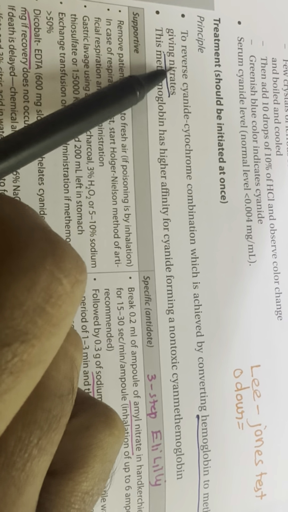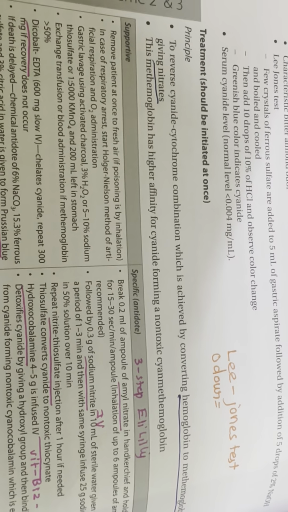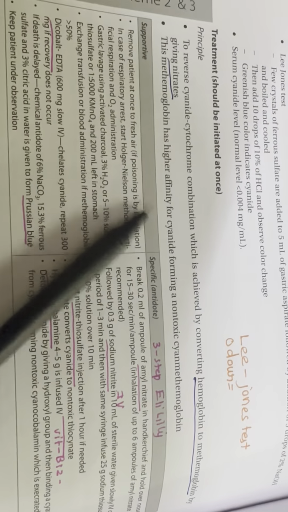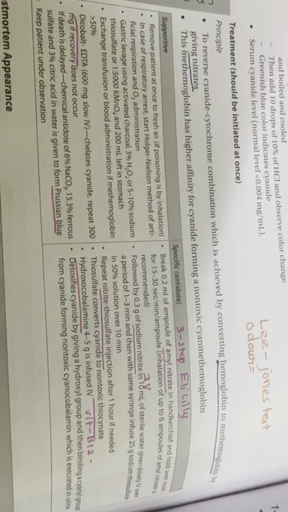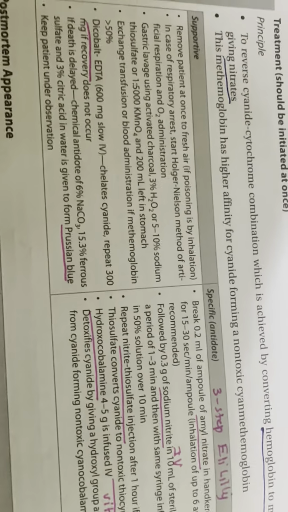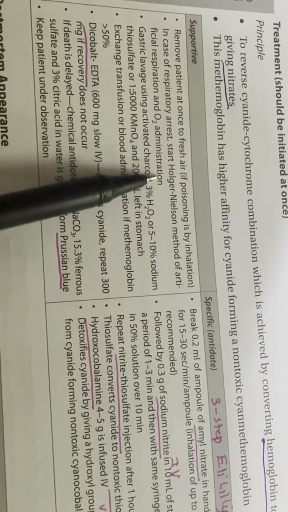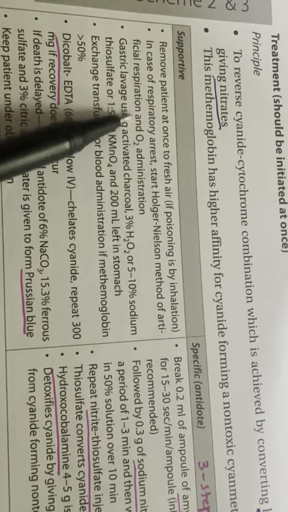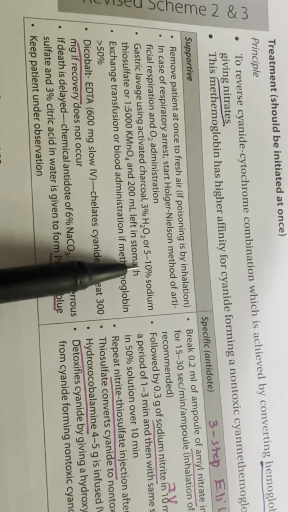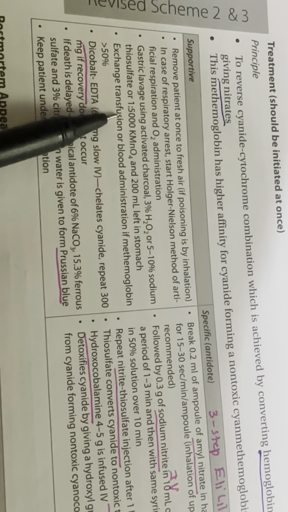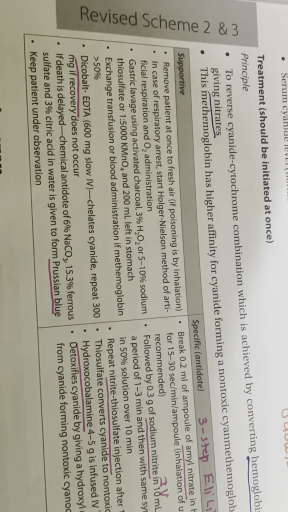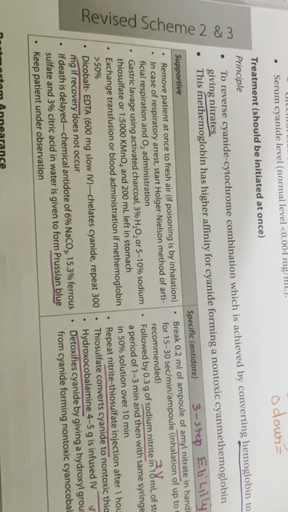Treatment should be initiated once. The principle is to reverse the cyanide cytochrome combination, which is achieved by converting hemoglobin to methemoglobin by giving a nitrate. This methemoglobin has higher affinity for cyanide, forming a non-toxic cyanomethemoglobin. Supportive: remove patient at once to fresh air if poisoning is by inhalation. In cases of respiratory arrest, start Holger-Nielsen method of artificial respiration and oxygen administration. Gastric lavage using activated charcoal, 3% hydrogen peroxide, or 5 to 10% sodium thiosulfate, or 1:5,000 potassium permanganate, and 200 ml left in stomach. Exchange transfusion or blood transfusion if methemoglobin is more than 50%.